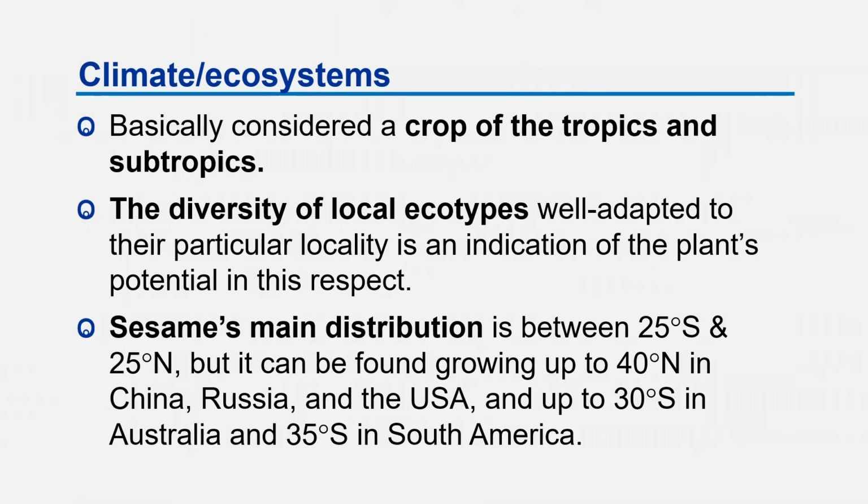Now let us see the climate and ecosystem, that is, what kind of environmental conditions are required by this crop. So basically it is considered a crop of the tropics and subtropics. The diversity of local ecotypes well adapted to their particular locality is an indication of the plant's potential in this respect. Sesame's main distribution is between 25 degrees south and 25 degrees north, but it can be found growing up to 40 degrees north latitude in China, Russia and the USA, and up to 30 degrees south latitude in Australia and 35 degrees south latitude in South America. So you can see it really has a very wide distribution.